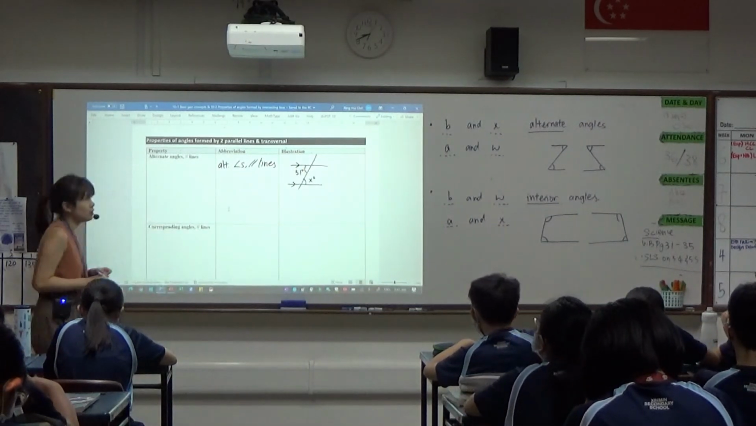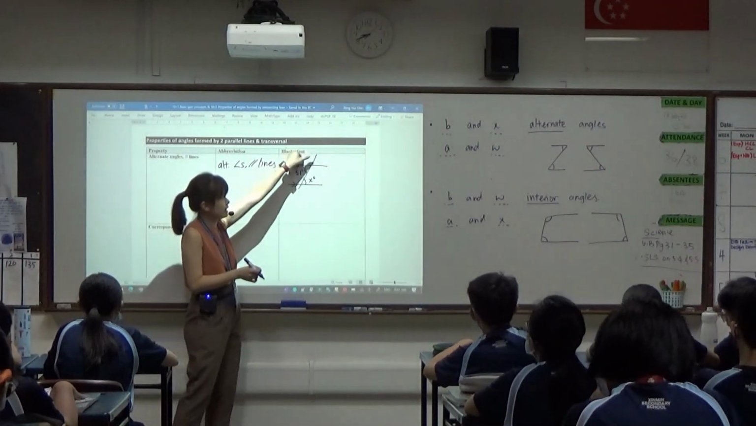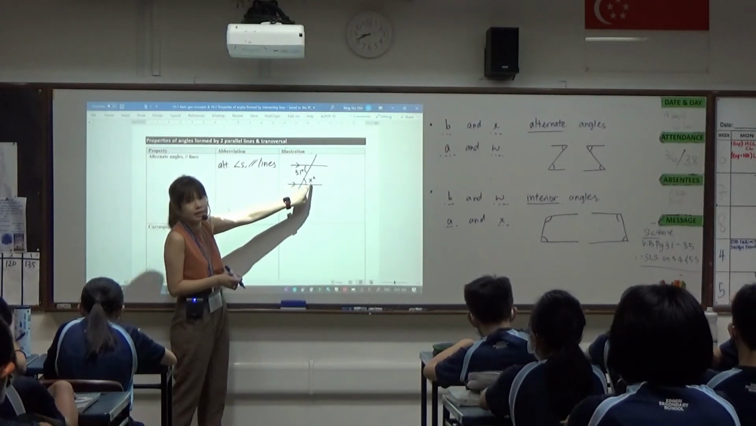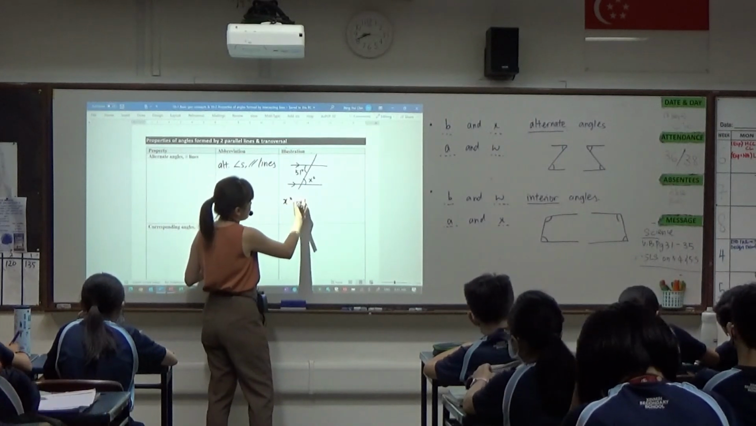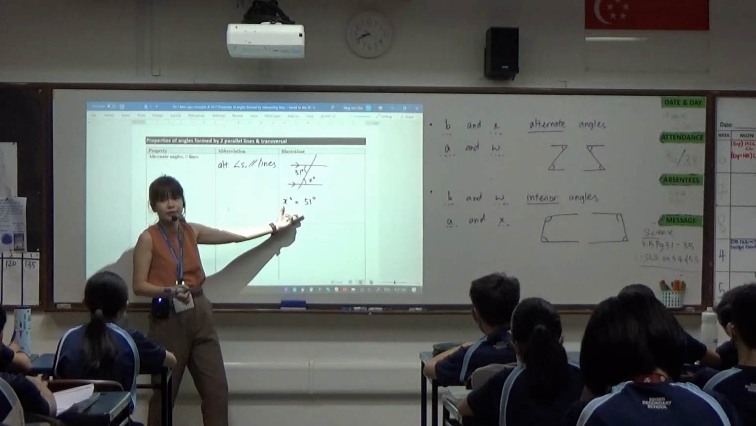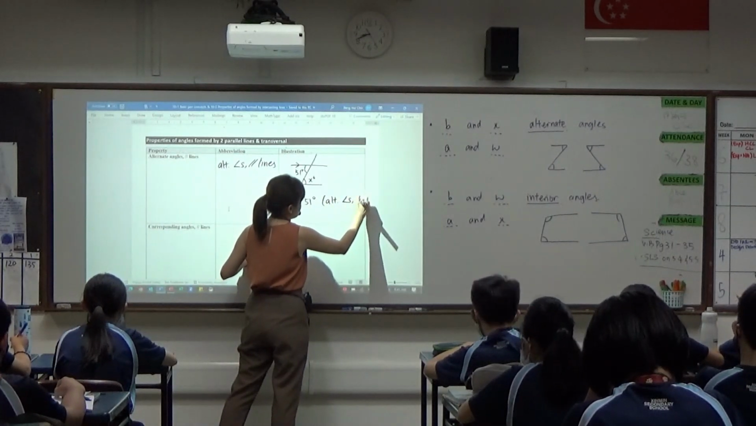Okay, so if I were to give you a question whereby there is a pair of parallel lines and a transversal like that, and we're given that this is 51 degrees and we want to find x degrees, then I can apply my alternate angles. That tells me that x degrees is equal to 51 degrees, and the reason that we must write is alternate angles, parallel lines.